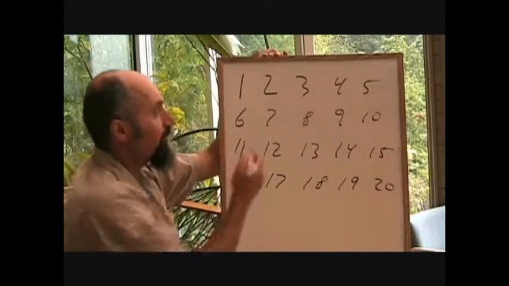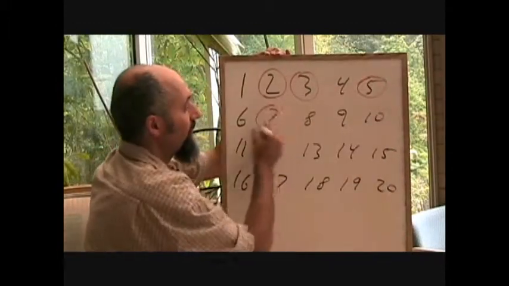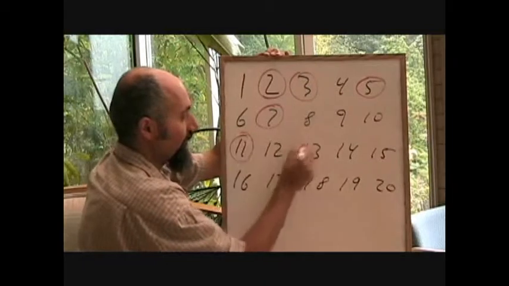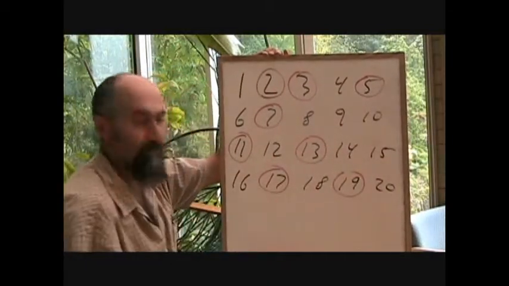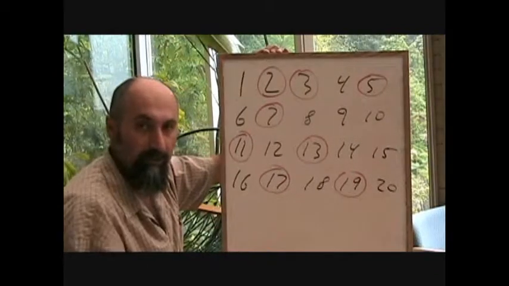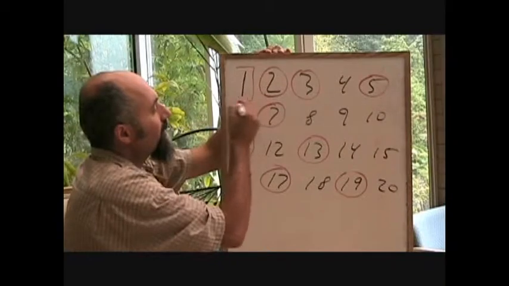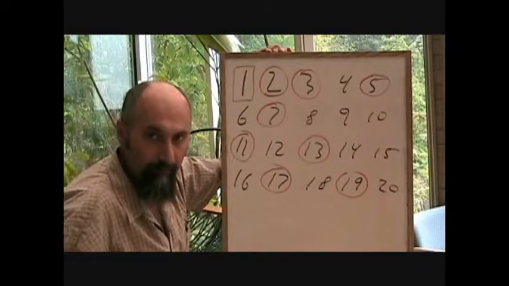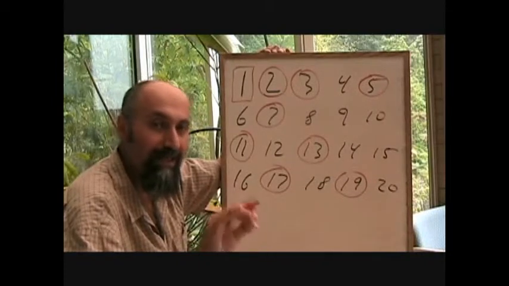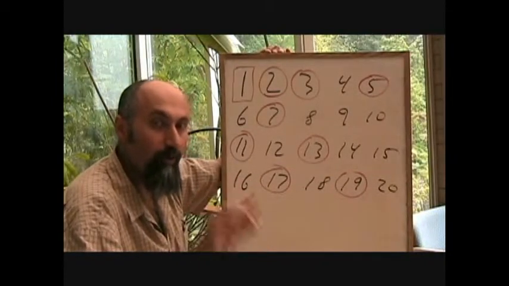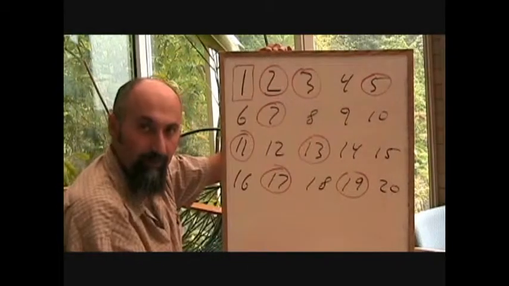Now, let's circle the prime numbers. We got 2, 3, 5, 7, 11, 13, 17, and 19, okay? 1 is a special number. It's not a prime number, but as far as you're concerned in high school, you could think that it was a prime number. Now, what were prime numbers? What's the definition of prime numbers? Prime numbers are any natural number that can only be divided evenly by 1 and itself.